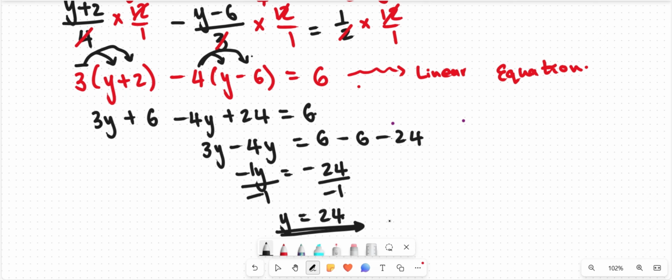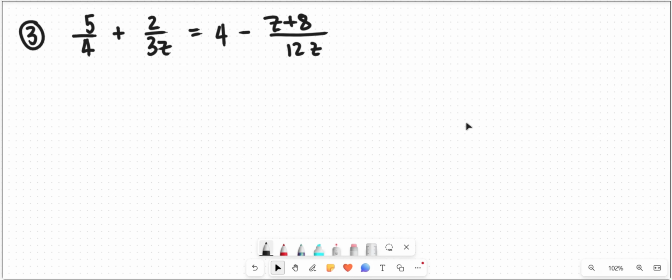Again, find your LCD, take that LCD multiplied with every single term. Then after that, your fraction should go away after cross multiplying. And then you just easily solve it like a linear equation. So let's do another example. All right, so for example 3, we're given this guy.